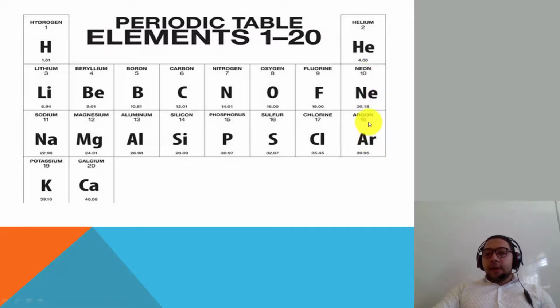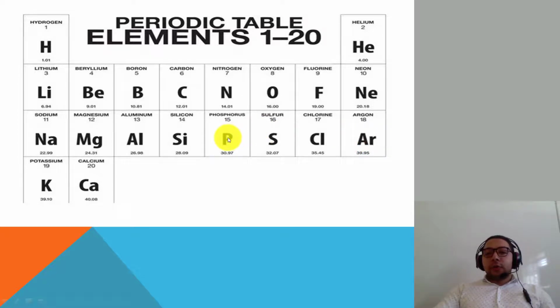For argon, we have 18 and 40. Which one is the atomic number? The atomic number is 18, exactly. So we can say that argon has 18 protons and 18 electrons.